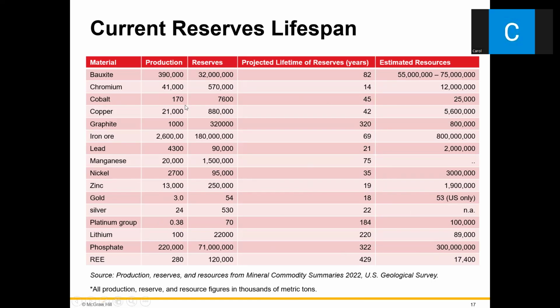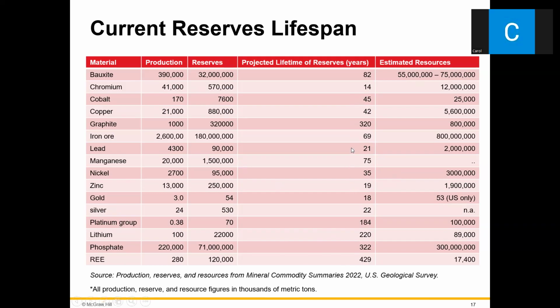So this graph shows the expected lifespan, as they're calling it, lifetime. This is with current known reserves and current rates of usage, how long those reserves will last. And so some of these, it's like, well, 400 years. Well, that's good. Some of these not so good. Like, oh no, only 14 years left of chromium and half a century of copper. Half a century sounds long. 42 years doesn't sound that long.